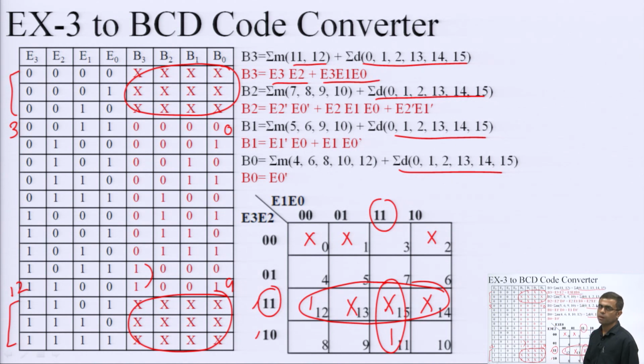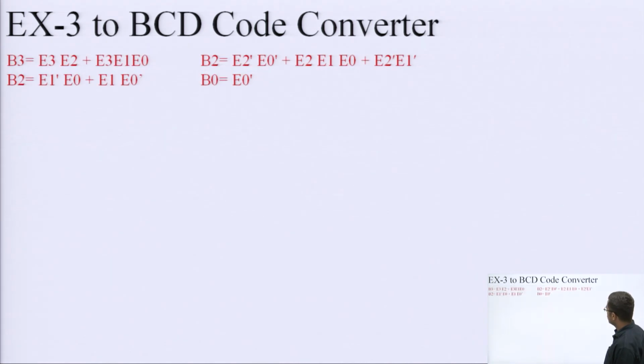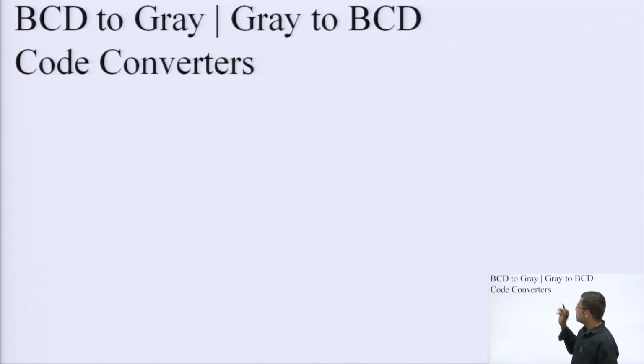Similarly, I can prepare K maps for other expressions as well, and once these expressions are available to me, I can again realize the circuit for this XS3 to BCD converter. So, this I am not covering here, expressions are provided to you, you can realize the circuit for that, and we can cover some other possibilities of BCD to gray and gray to BCD.